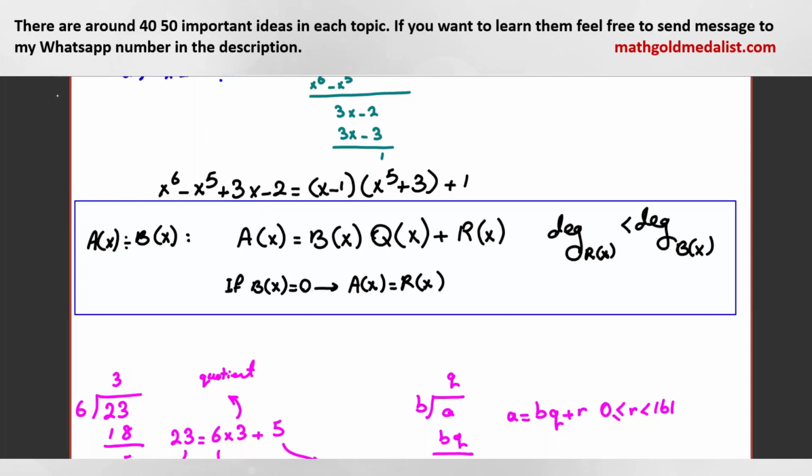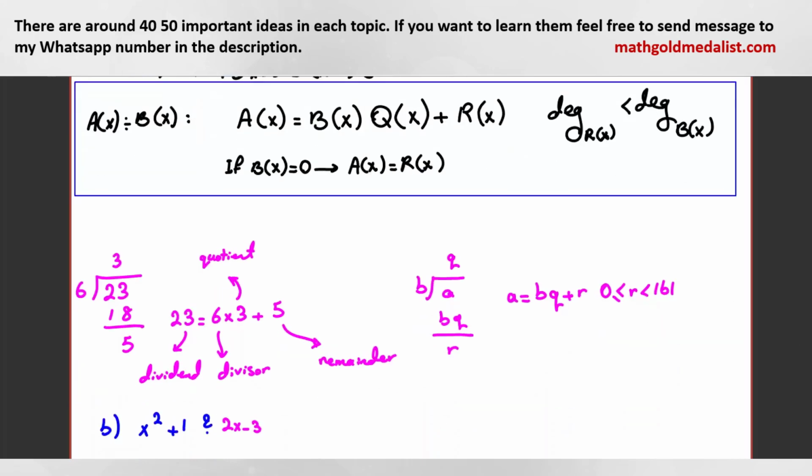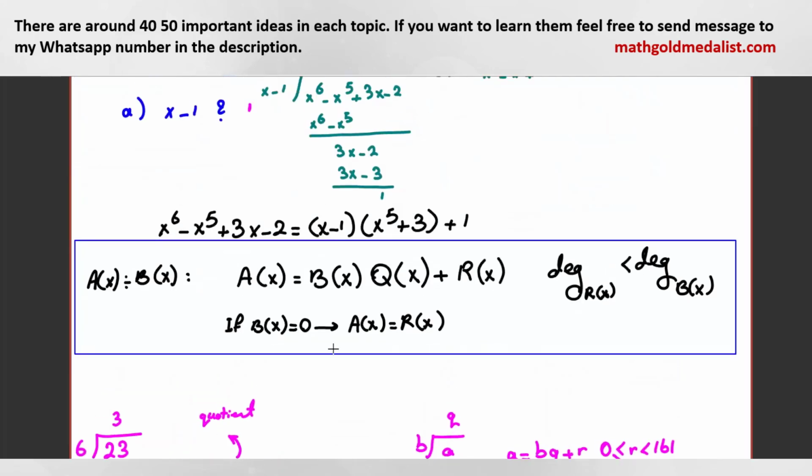I want to solve first part A with this, then solve part B with this. Let's see this one. When you have something like this, at first I write a complete solution, but after that you can solve it in 5 seconds because you don't need to write all these things. You can imagine them. But for the first time, it's good to write. Here we want to divide x to the 6 minus x to the 5 plus 3x minus 2 by x minus 1, times q of x, I don't know q of x, plus r of x, right?